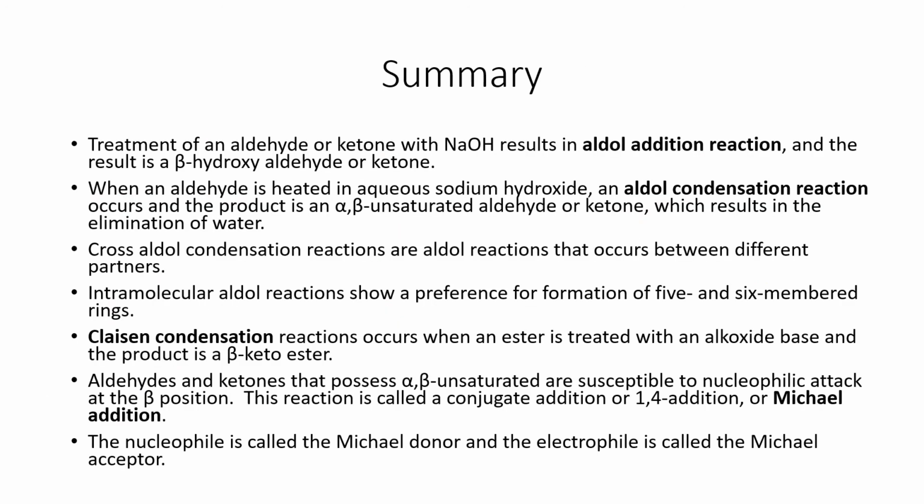In summary, I would like you to remember that treatment of an aldehyde or ketone with a base will result in an aldol addition reaction, which gives a beta hydroxy aldehyde or ketone as the product. Whenever you treat an aldehyde or a ketone under basic conditions and it's heated, you're going to get the condensation reaction, which will result in an alpha, beta unsaturated aldehyde or ketone. We can also have cross-aldol condensations, meaning you can have two different aldehydes or ketones in solution, and if you treat them with a base, sodium hydroxide, you can have cross products. Also, you can have an intramolecular aldol condensation reaction, and that will give us a 5-membered or 6-membered ring. This is due to the fact that your aldehyde and ketone are in the same structure, so you'll get a 6-membered or 5-membered ring.